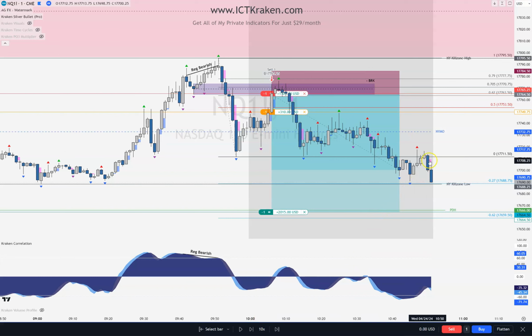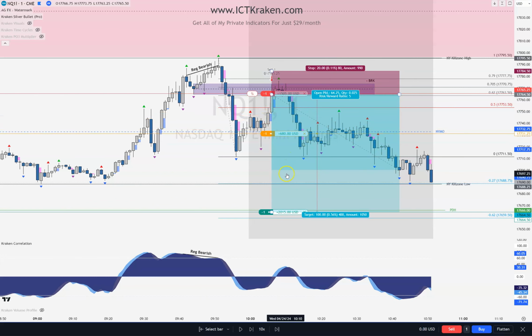Okay, so now we've got 1. I don't count the order blocks as you can suffocate your stop loss if you do that really. So here's 1, 2, 3. So let's move our stop to right here. We'll lock in 680.